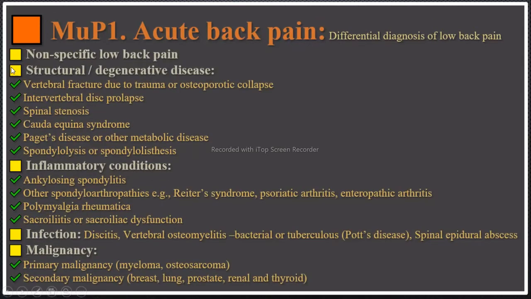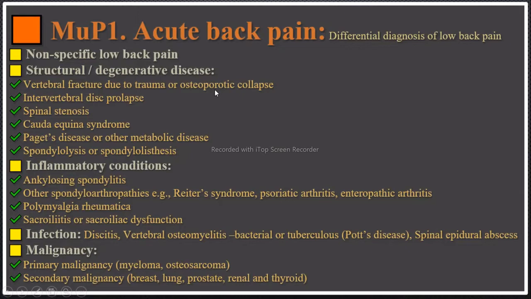So maybe non-specific low back pain, as we mentioned at the start, maybe structural degenerative disease in the vertebra, maybe inflammatory, maybe infection, maybe malignancy. Structural, like the patient has vertebral fracture due to trauma or osteoporotic collapse. So if the patient has fracture with trauma, so it's a vertebral fracture, normal. If the patient has fracture and no trauma, so what does it mean, guys?